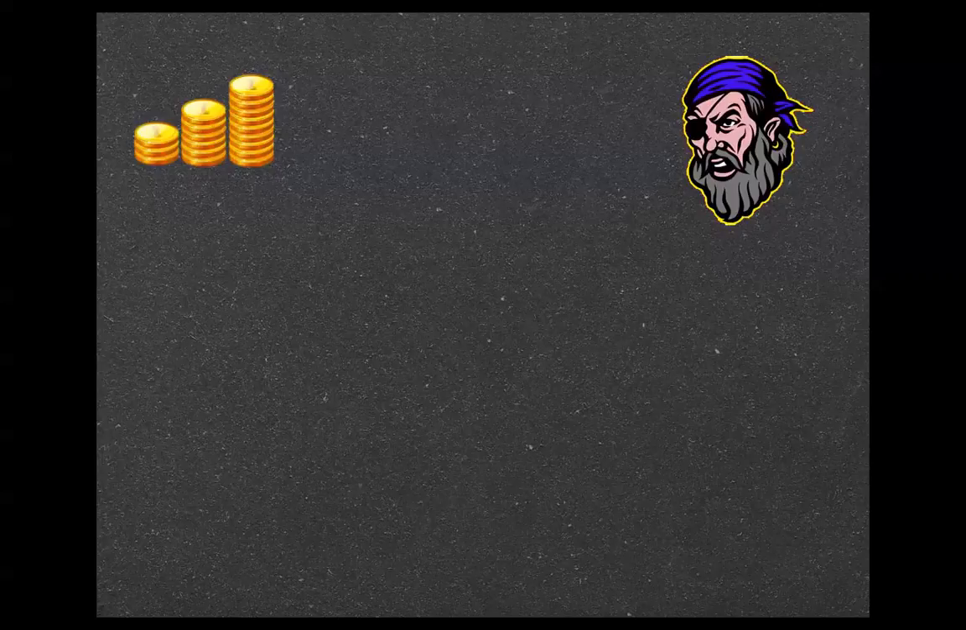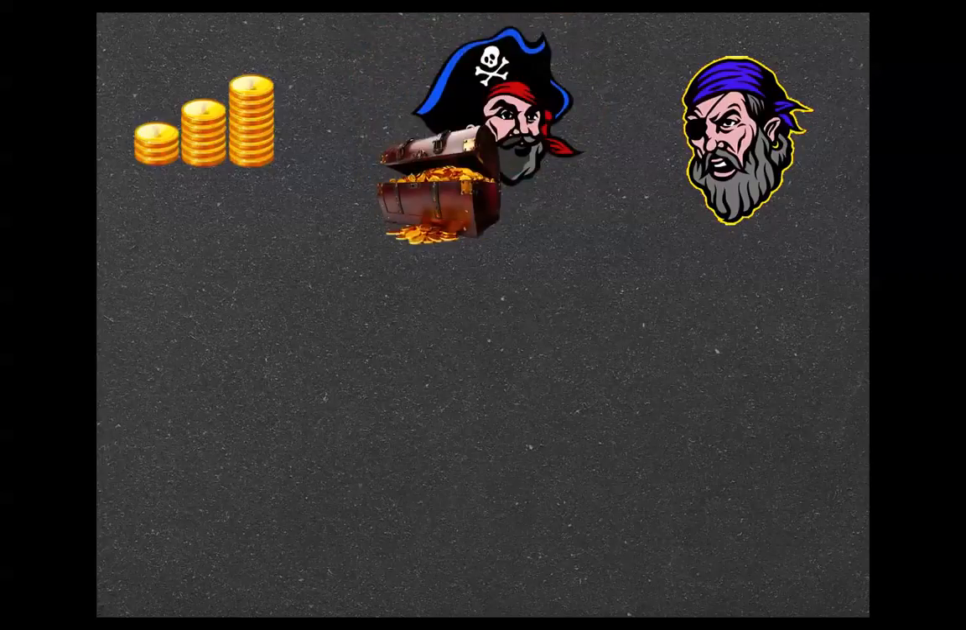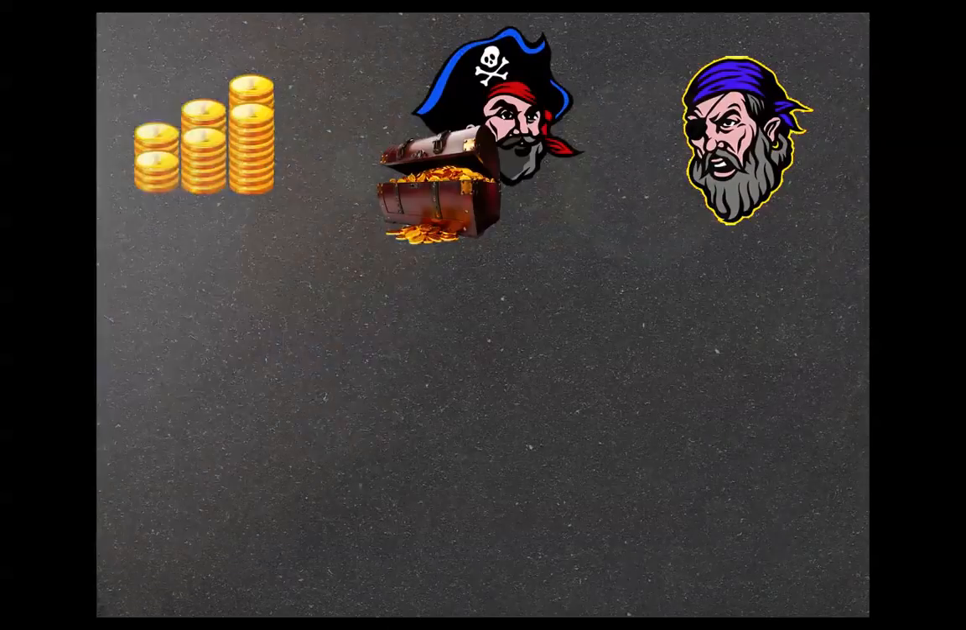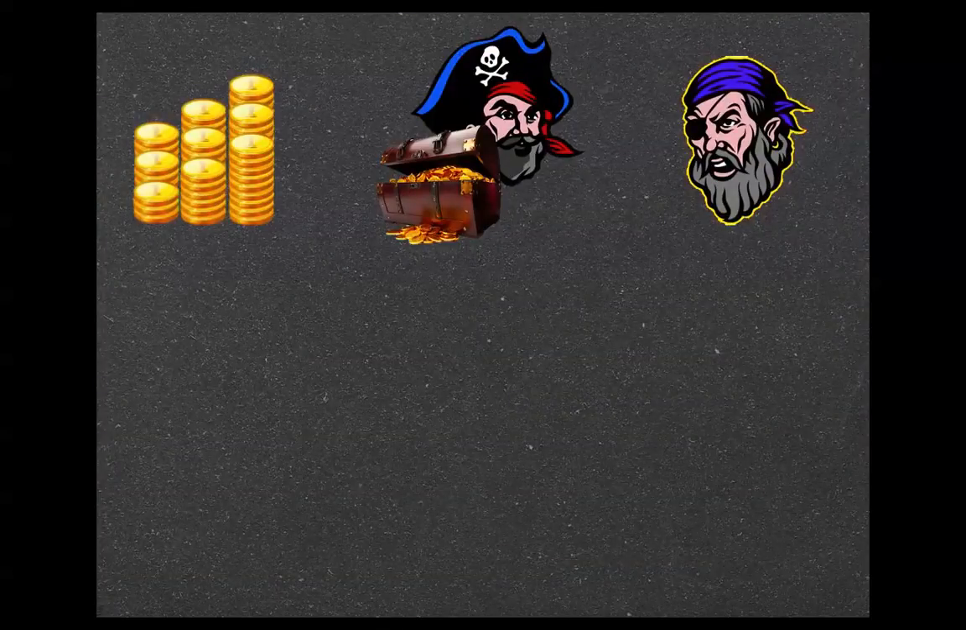So as a pirate, you go to the pirate bank. You can borrow money from the bank and use that money to start your business. Unfortunately, you are going to have to pay that money back. And so we call that in accounting a liability. Money that you owe, or a company owes other people.